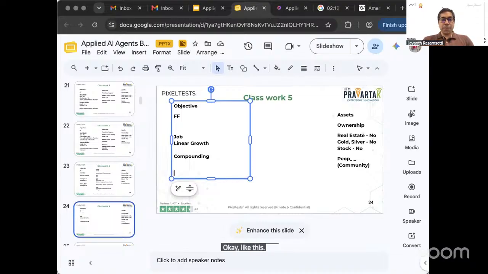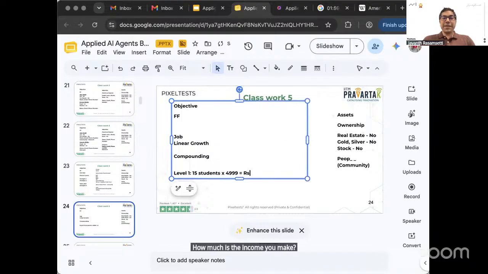Now, let's say there are 15 students and they pay you 4,999. And this is called level 1. How much is the income you make? Type the income that you make, guys. What is 15 times 4,999? Yes, 75,000. For sake of math, I'll just do 20 students. So you get 80,000.